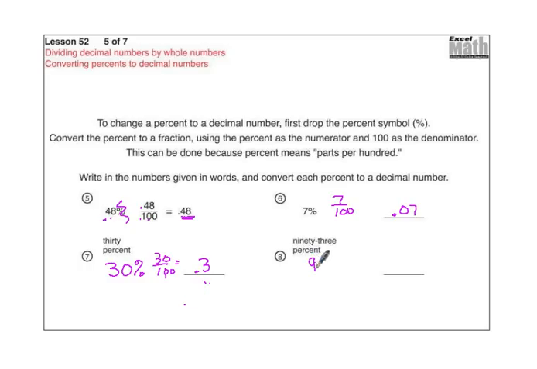93%, go ahead and write that. Pause the video, see if you can change that into a decimal. All right, you should have put 93 hundredths, which is what that means. Percent means that percent is out of 100, and this is 93 hundredths as well.